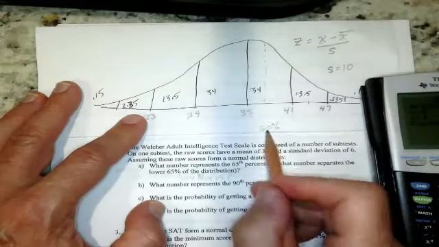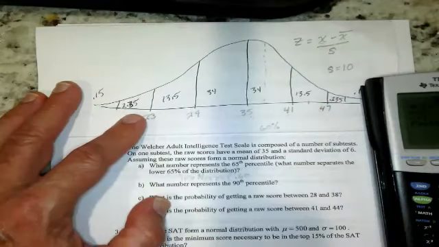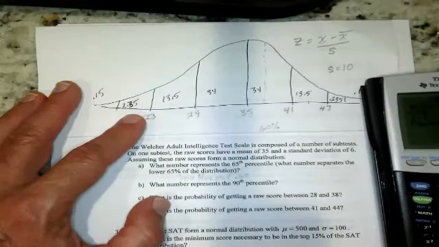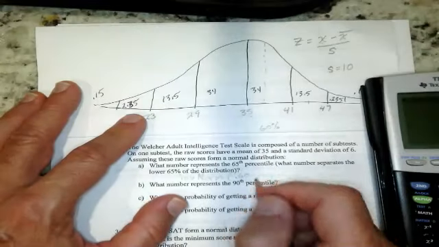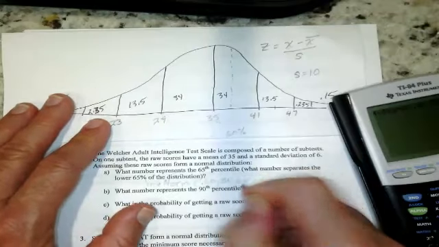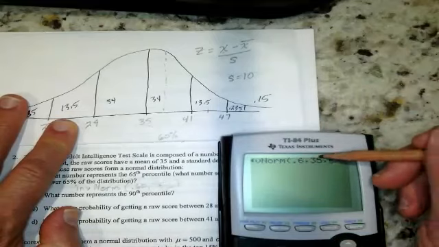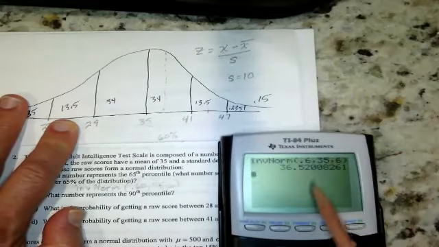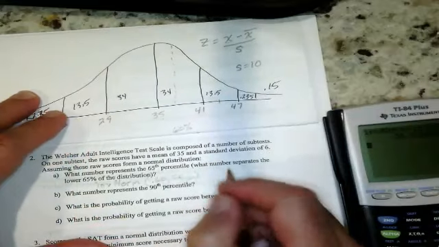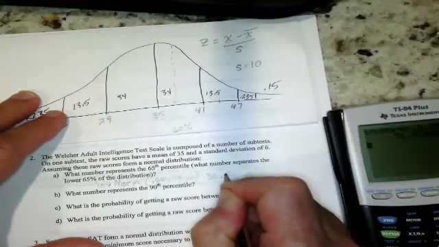We're going to look at the area. Well, the area to the left of this point is 60%, so that's 0.60. So put in my 0.6. Now my mean is 35 and my standard deviation is 6. So we have our inverse norm, 0.6, 60%, mean, standard deviation, and that number is 36.5. And we're okay to use that number. So that's going to be 36.5. That's our raw score.